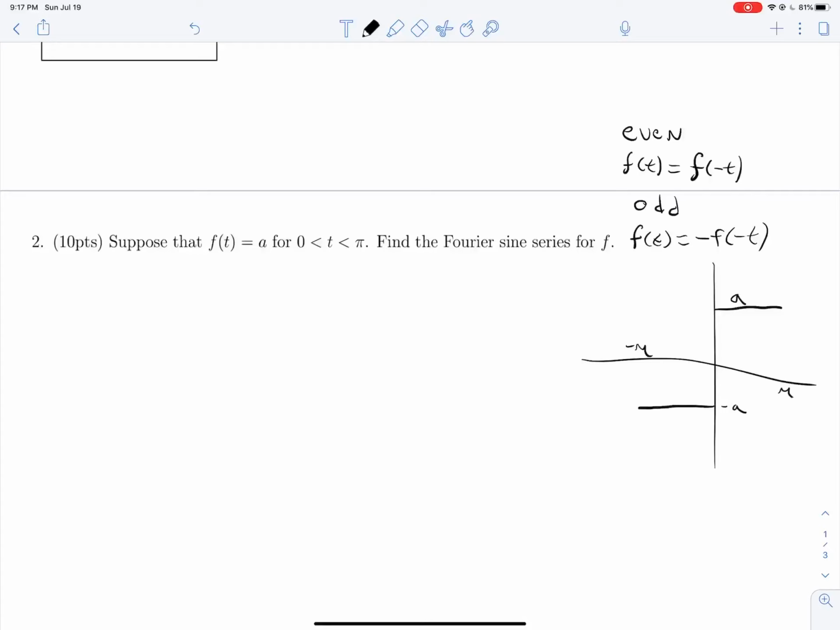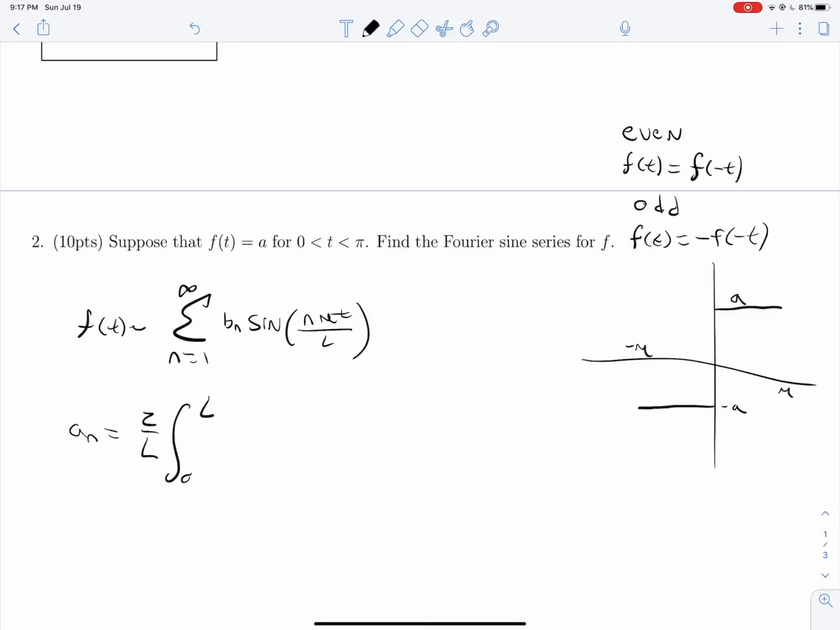So we're at the point where we can just go and solve for things. A sine series in general will be of the form, so f of t will be approximated by the sum from n equals 1 to infinity of bn sine n pi t over L, where bn is 2 over L, integral from 0 to L, f of t sine n pi t over L dt. L will always be the half period of our function.